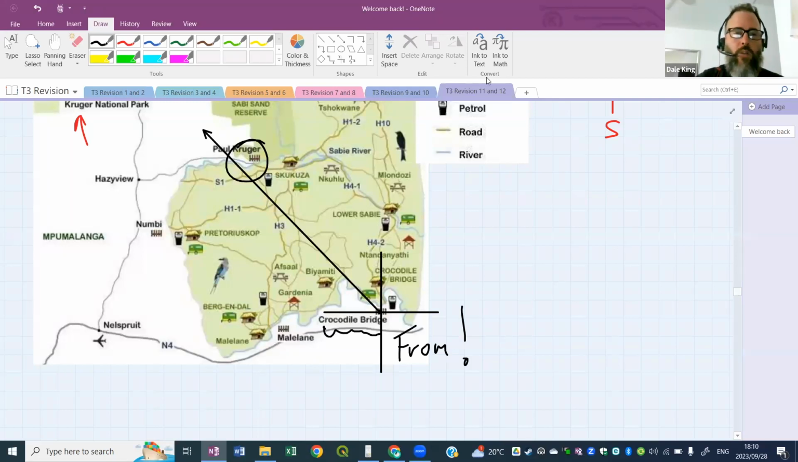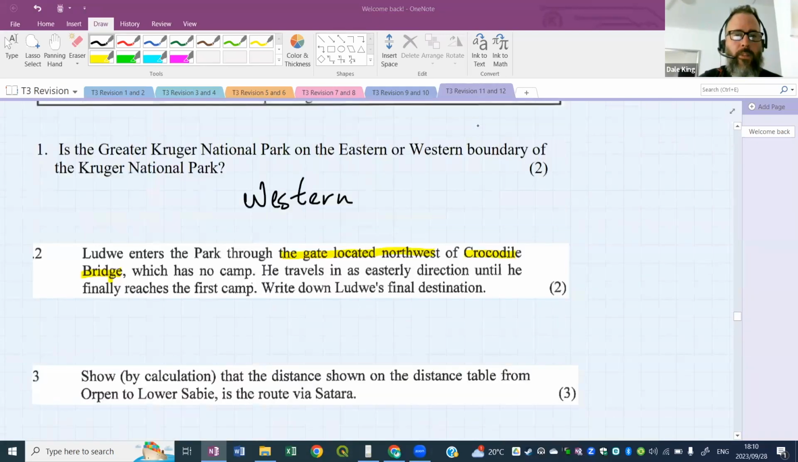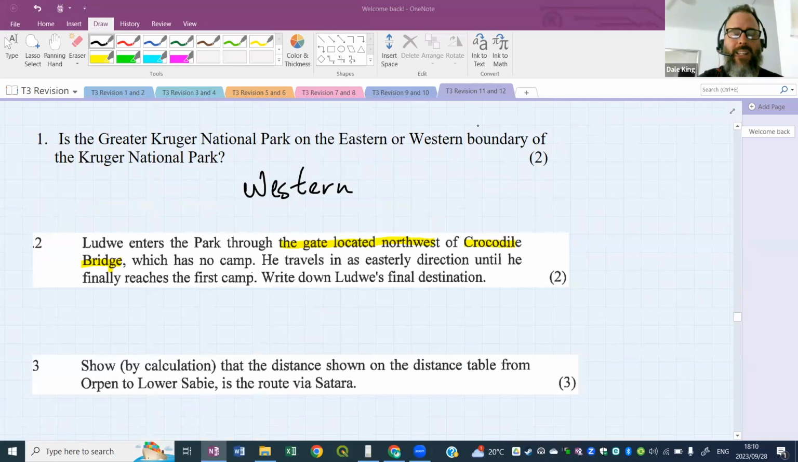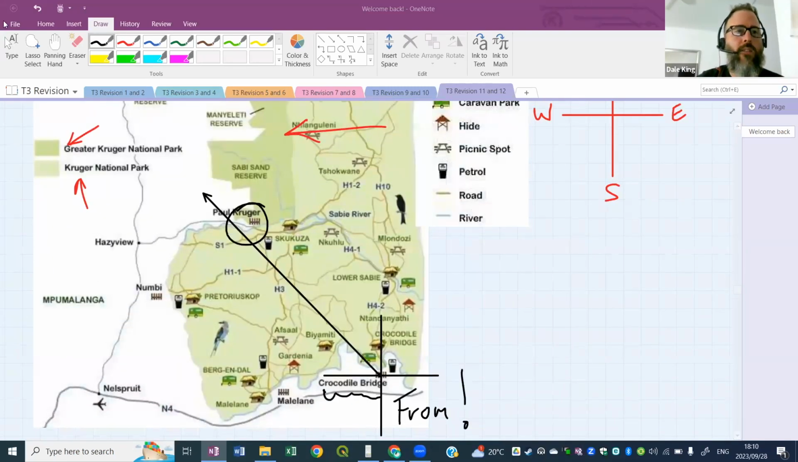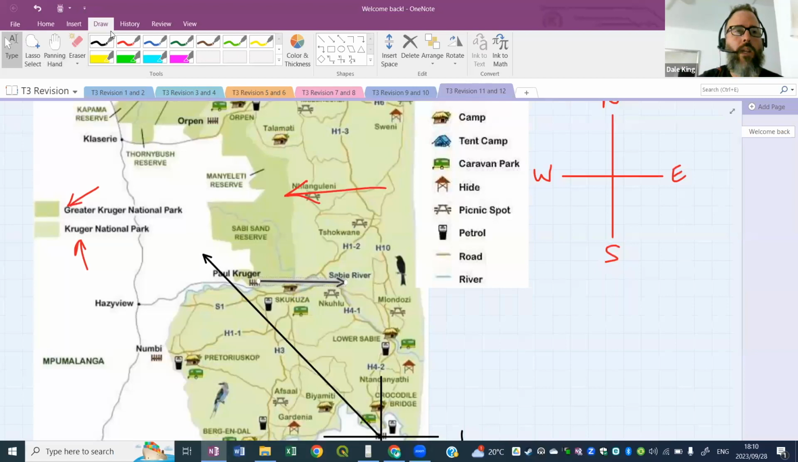Then the question says, he travels in an easterly direction until he finally reaches the first camp. So he travels east from that gate. I'm going to draw an arrow going east from that gate until he reaches the first camp. Now, what does a camp look like? If we go up to our key, we can see here that that is what a camp looks like.